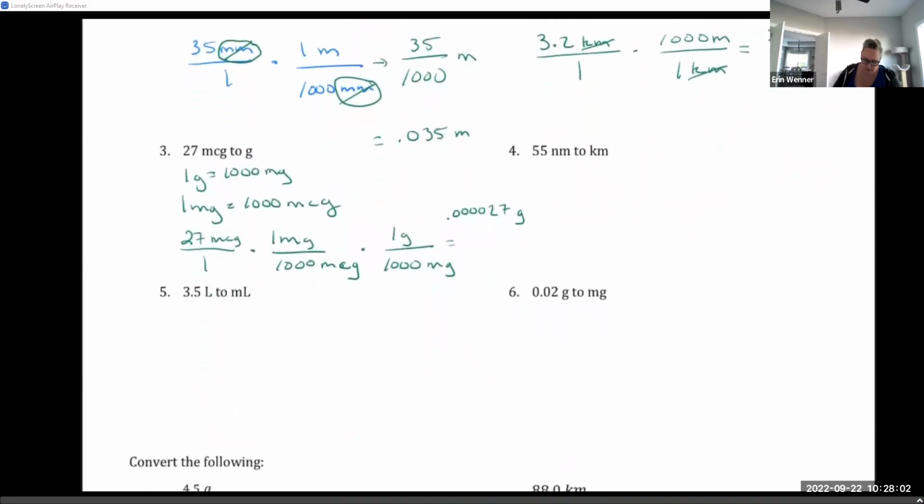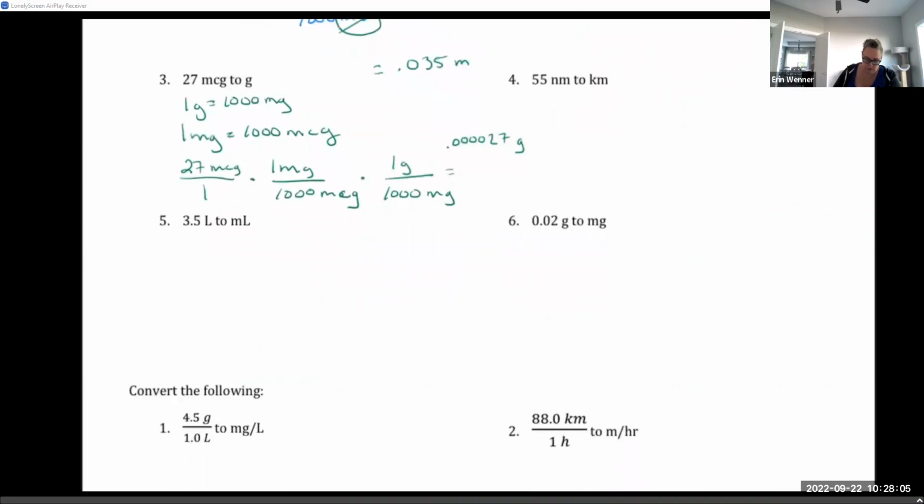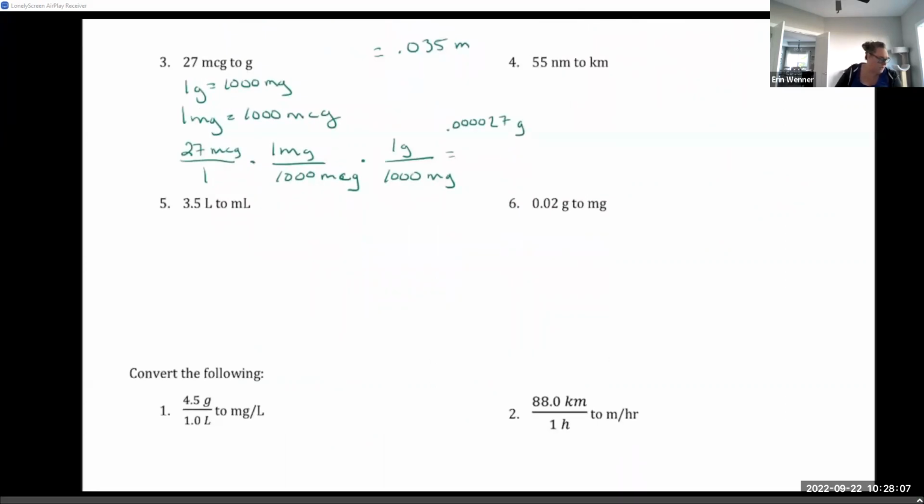All right, go ahead and do, I'm not going to make you do one of those crazy multi-steppy ones again. Let's just do number 5, 3.5 liters to milliliters. So to go from liters to milliliters, we know that 1 liter equals 1,000 milliliters. So we'll do 3.5 liters over 1 times 1,000 milliliters over 1 liter. Canceling, multiplying through, we get 3,500 milliliters.